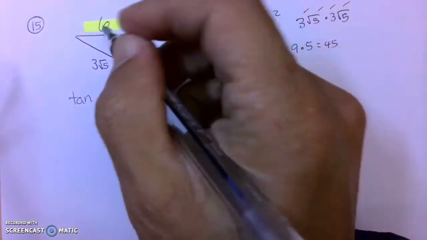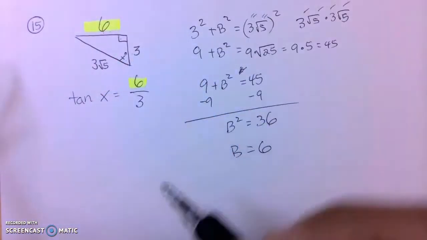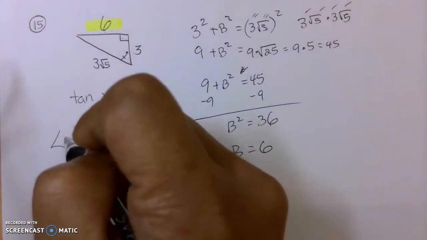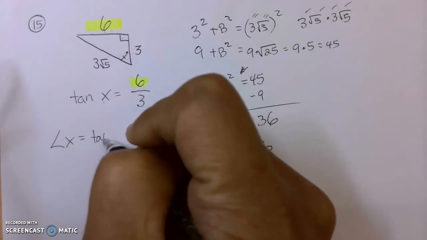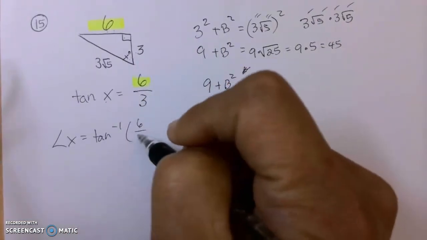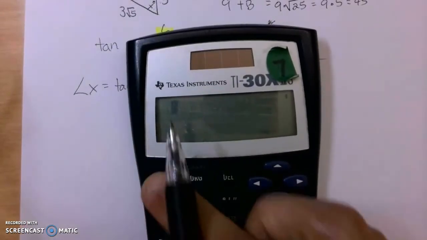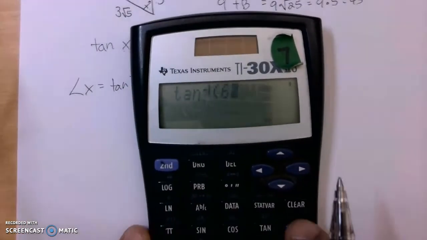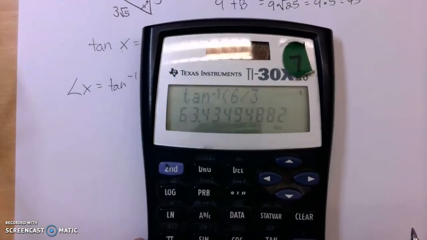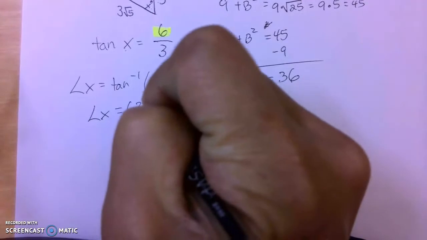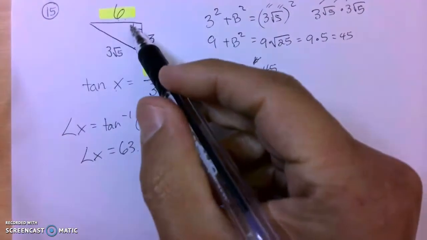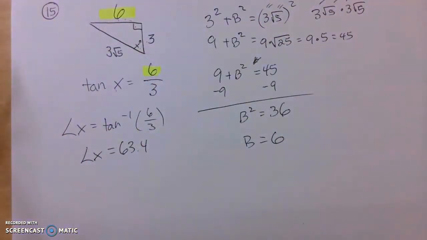Now I can say opposite over adjacent. That's tangent. It's a missing angle, so I go inverse tangent. Use the calculator here, 6 divided by 3. So I'm going to clear the calculator here. Inverse tangent, 6 divided by 3, and it'll tell you how many degrees it is. 63.4 degrees. So angle x is 63.4. Got to figure out the missing side length there by using the Pythagorean theorem.